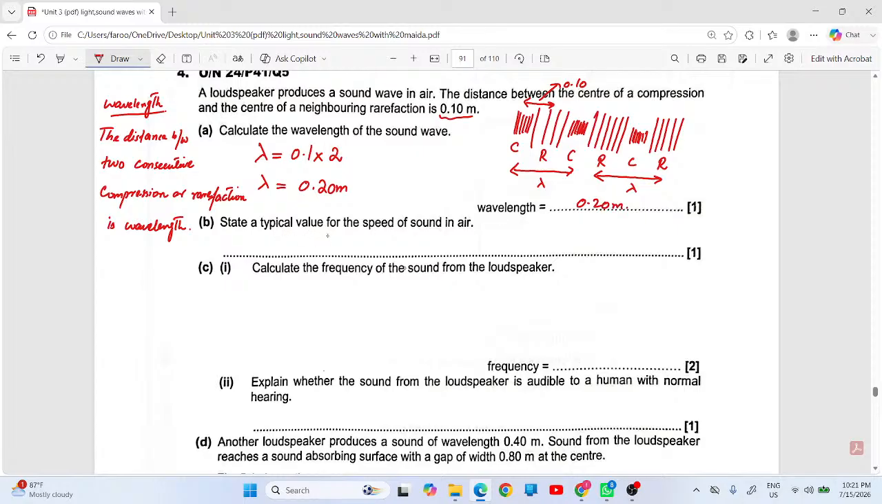Next is state the typical value of speed of sound in air. Its range is 330 to 350 meters per second. We write 340 meters per second; that is in the range, in between 330 and 350.